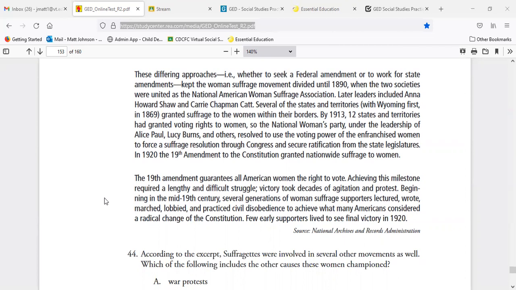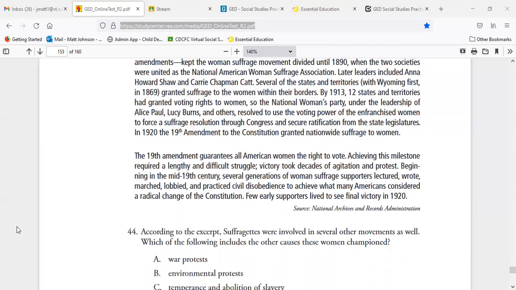Achieving this milestone required a lengthy and difficult struggle. Victory took decades of agitation and protest. Beginning in the mid-19th century, several generations of women suffrage supporters lectured, wrote, marched, lobbied, and practiced civil disobedience to achieve what many Americans considered a radical change of the Constitution. Few early supporters lived to see final victory in 1920.